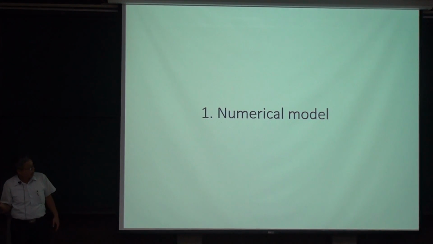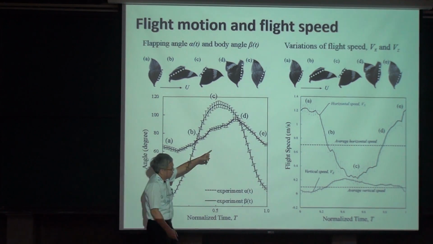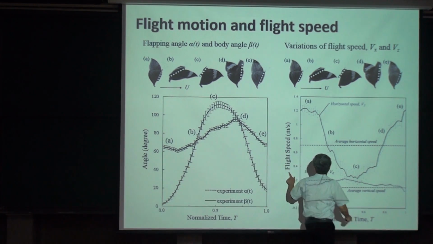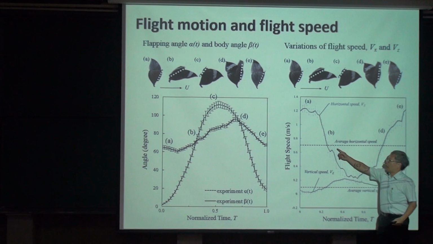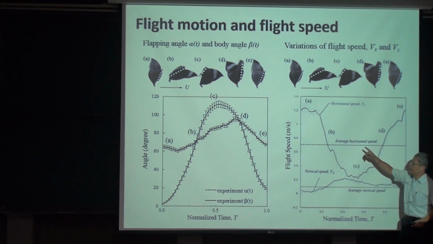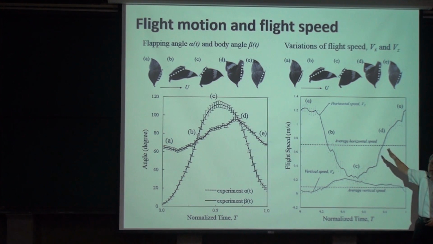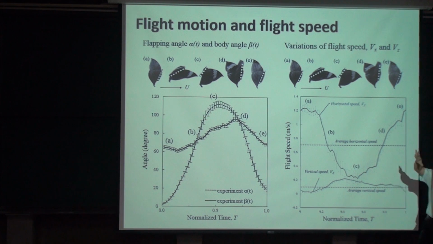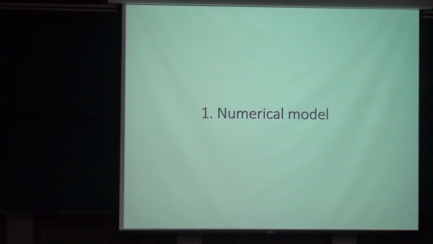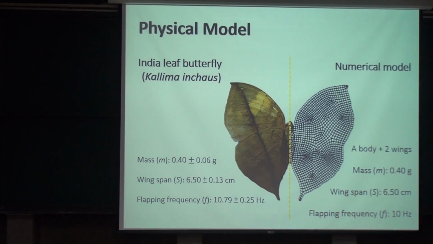Okay. And this will show you the flight speed of the butterfly. You see, it's changed a lot. Irregular, just move faster, slower, faster, slower. It has reasons after our analysis. So first one is a numerical model.